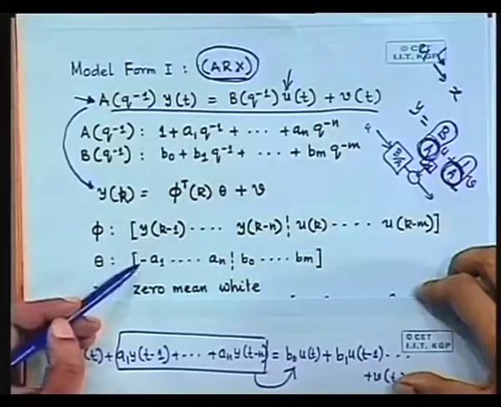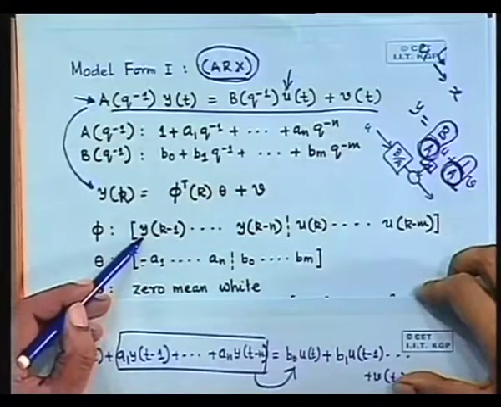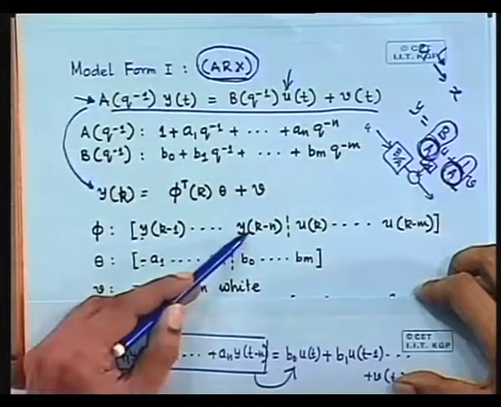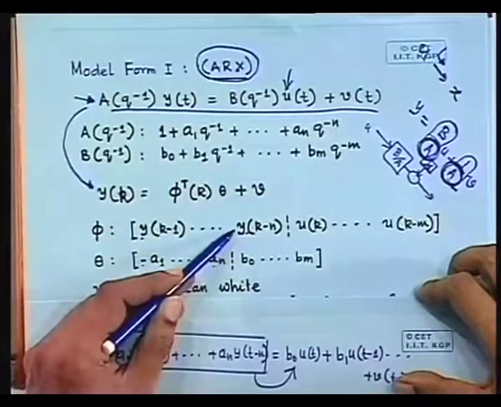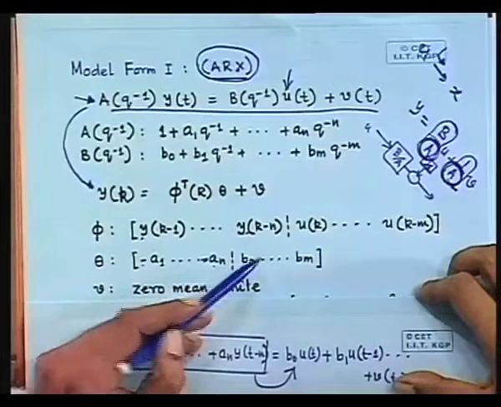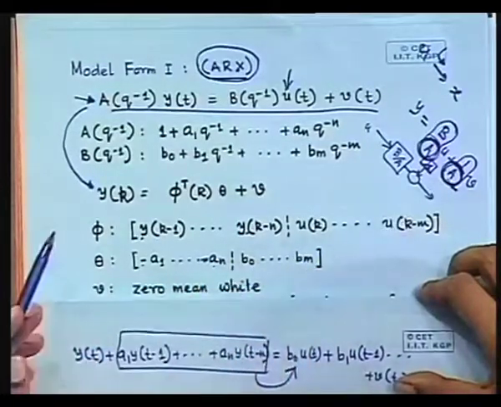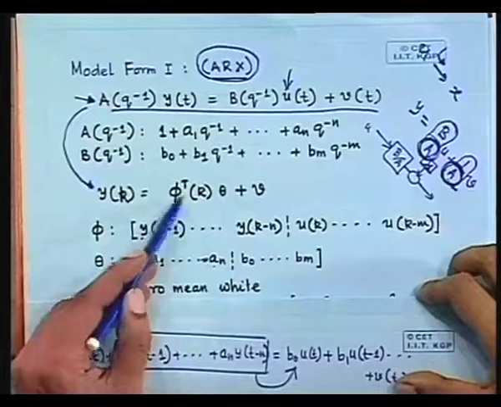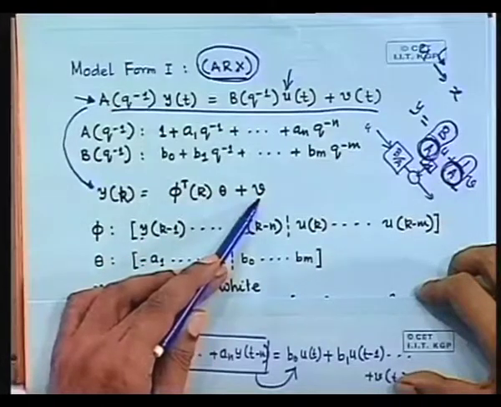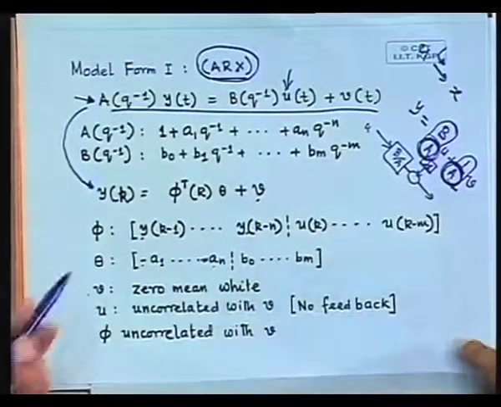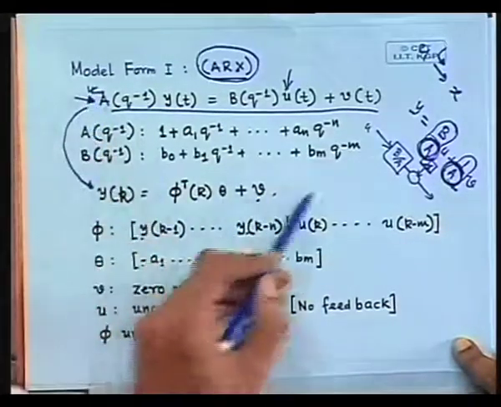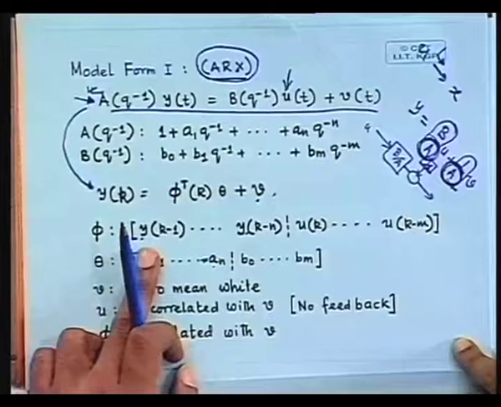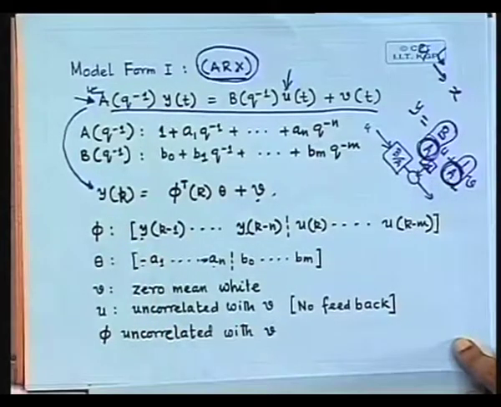So you will get minus a1 yk minus 1 minus an yk minus n. Either you make this minus or you make this minus, it doesn't matter, and then b0 uk and bm uk minus m. So this is your phi transpose theta k plus v. So you see that this system you are now able to cast in this form, and then you can apply least squares.